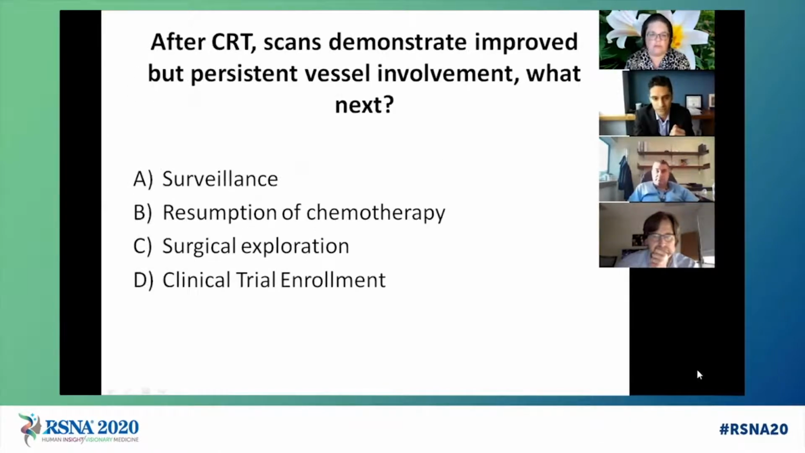Great. Okay, so we did do chemoradiation and then scans, and we do 50-40 standard fractionation. We do concomitant boost around the vessels that are involved to 5880 with concurrent 5FU. So scans demonstrated, again, improved but persistent vessel involvement. So then what next? And I think this is what Dr. Kanan was referring to, that we've been going in for surgical exploration.